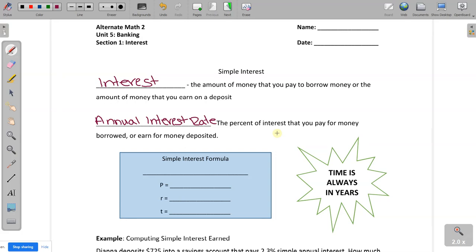So to calculate simple interest, we are going to use the formula I equals P R T. So we're multiplying P times R times T. So P stands for your principal. This is the money you are going to start with.